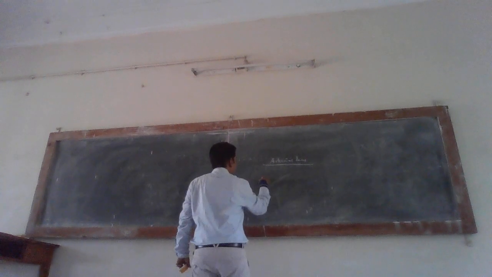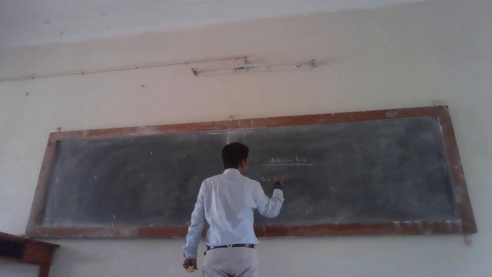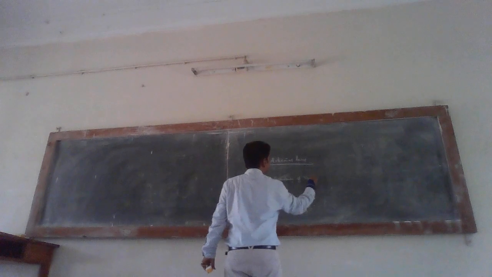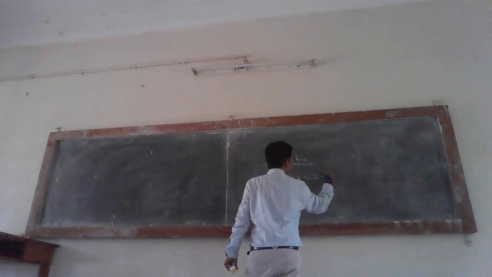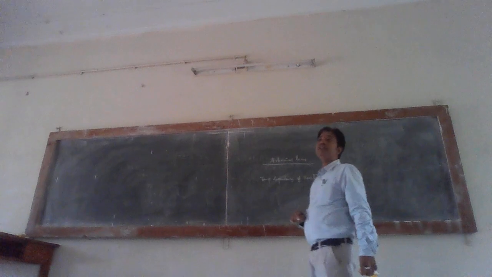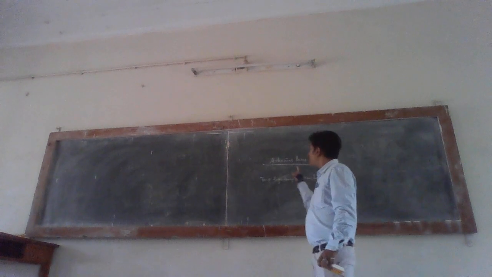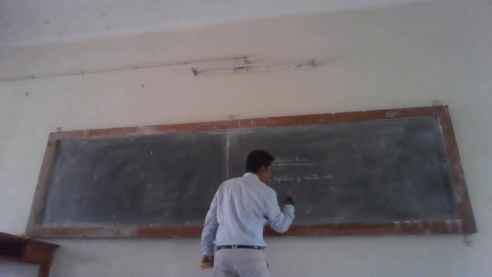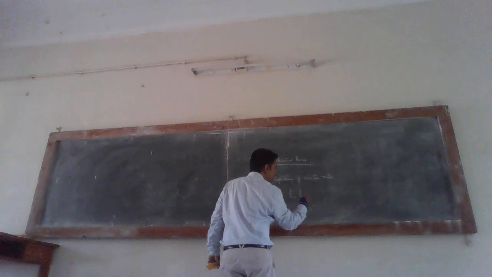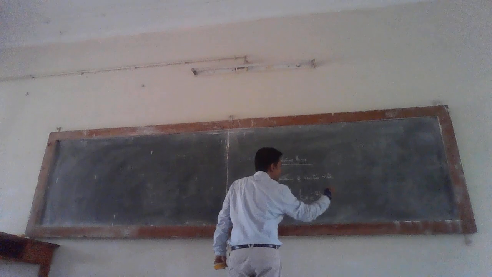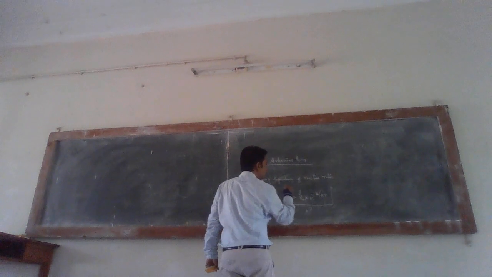What is Arrhenius law? Arrhenius law talks about the temperature dependency of reaction rates, because we already replaced the temperature dependent term as k. Now that k we will talk about with Arrhenius. So Arrhenius proposed an expression: k equals k naught into e power minus E by RT. This is the expression Arrhenius has proposed.